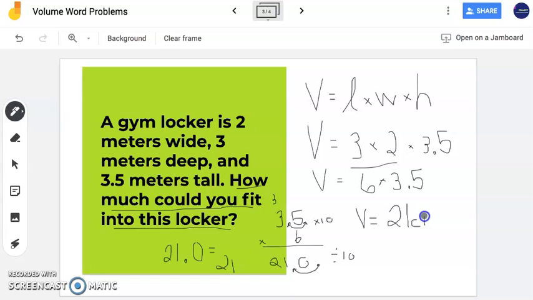and spell it out, or you could use centimeters cubed is correct as well. Either explanation is absolutely fine as long as you're including your unit of measurement here. So again, I go back to my question, how much could fit into this locker? And yes, my answer is 21 centimeters cubed, which is exactly what I answered here, and I did successfully answer this problem.